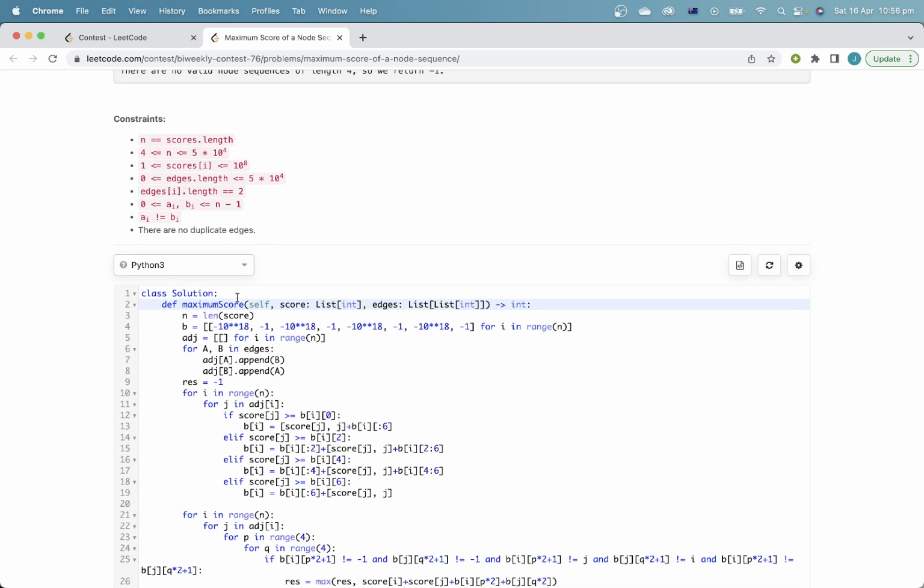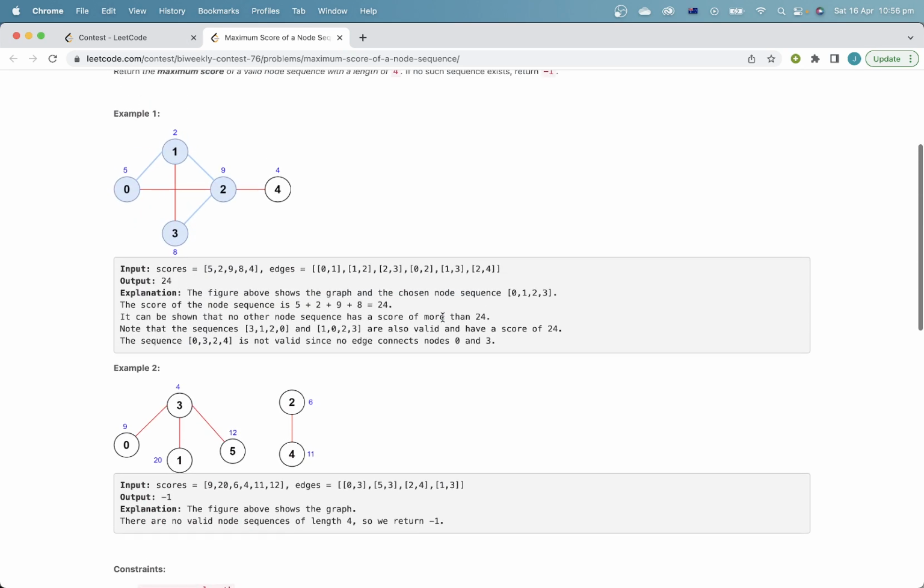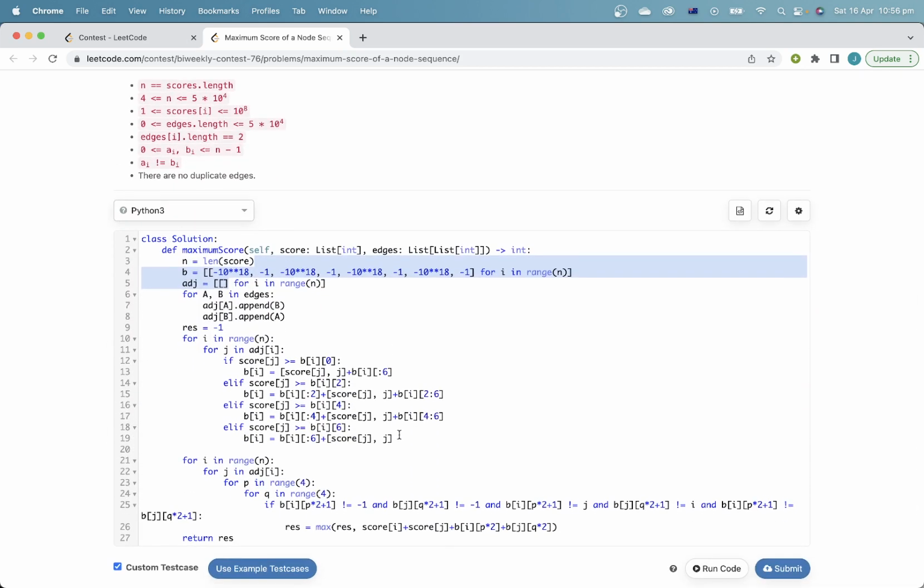And actually I pre-computed 4 nodes just to be safe. I'm not entirely sure if you need 4 nodes, but basically, yeah, I played it safe. I'm not sure if 3 is good enough, but for each node, I'm pre-computing the 4 nodes adjacent to it with the largest scores, and this is all the pre-computation work.